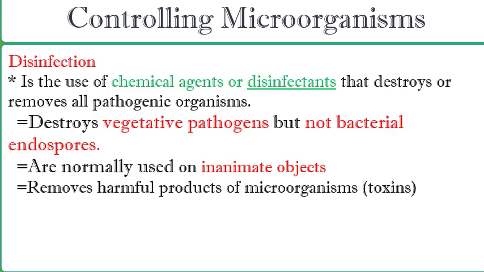Disinfection is the use of chemical agents or disinfectants that destroy or remove pathogenic organisms. This disinfection destroys vegetative pathogens but not bacterial endospores. It is important to note that disinfectants are normally used only on inanimate objects because they can be toxic to human and other animal tissues when used in higher concentration. Disinfection also removes harmful products of microorganisms, for example, toxins from materials.